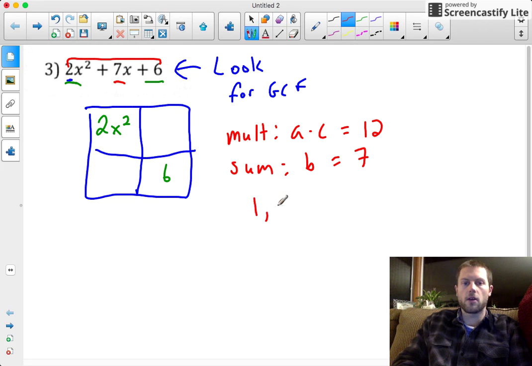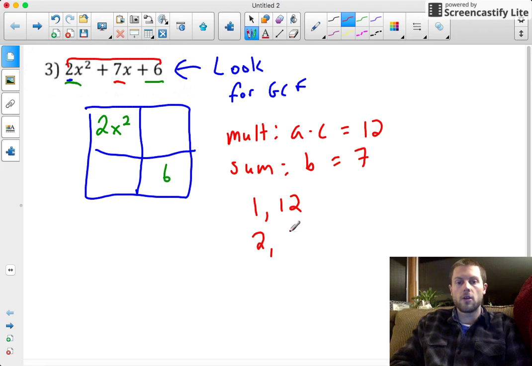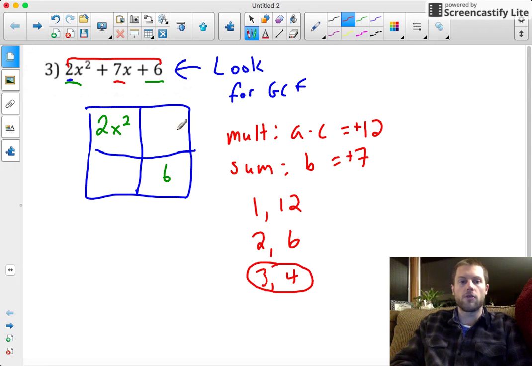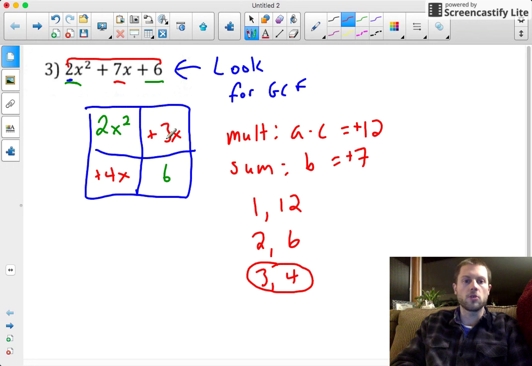So I need two numbers that follow these conditions. Let's start by counting off some factor pairs of 12. We've got 1 and 12, 2 and 6, 3 and 4, and I think that'll do it. I'm looking for numbers that multiply to a positive 12 and add up to a positive 7. So it's looking like I'm going to have positive 3 and positive 4. So we've got a positive 3x here and a positive 4x here. It does not matter which term goes in which box; either way, it shakes out to be the same thing.